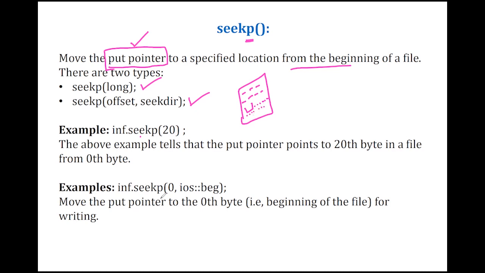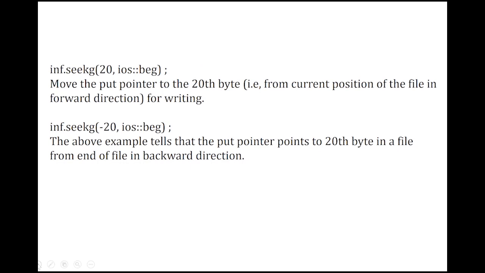Similarly, I have the two parameterized version like seekg, same parameter values we will use, and from whatever offset value is mentioned, I will start writing. Both are similar, but you should remember that p represents writing, g represents reading from the file. So here are the two examples. You can go through this.